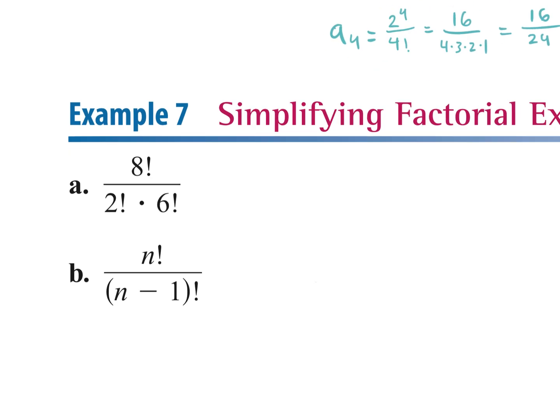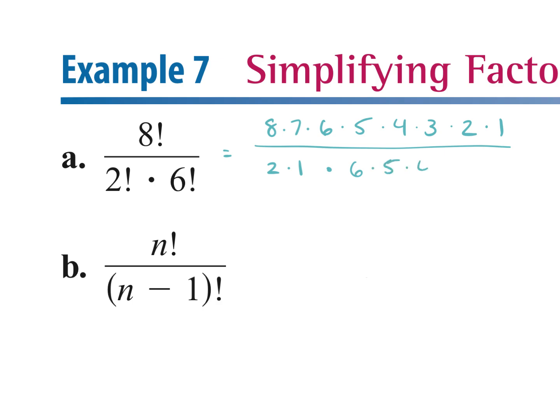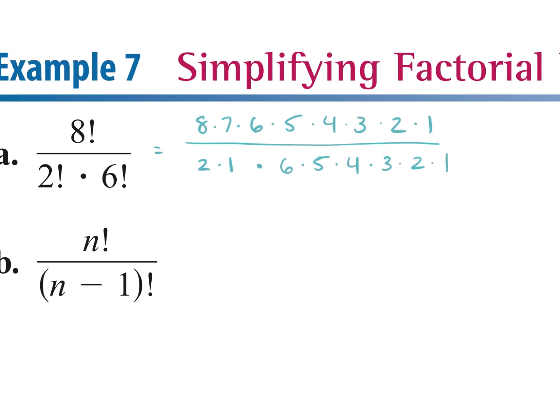Let's look at A in the next example. So here we are simplifying our factorials. On top we have 8 factorial. So this is 8 times 7 times 6 times 5 times 4 times 3 times 2 times 1. On the bottom, 2 factorial would be 2 times 1 times 6 factorial, which is 6 times 5 times 4 times 3 times 2 times 1. And we could just multiply all these together on the top and on the bottom and divide.